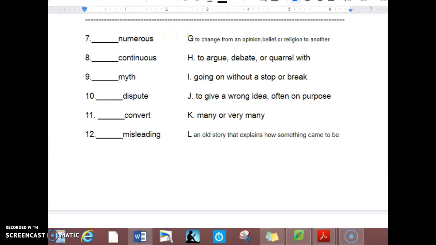G. To change from an opinion, belief, or religion to another. H. To argue, debate, or quarrel with. I. Going on without a stop or break. J. To give a wrong idea, often on purpose. K. Many or very many. L. An old story that explains how something came to be.